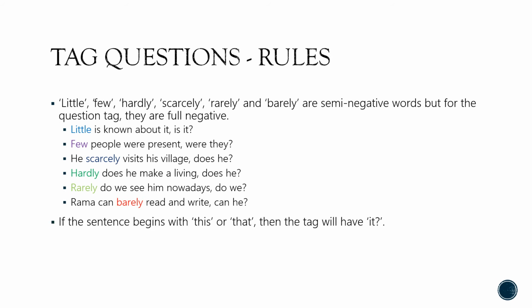Let's move on. If the sentence begins with this or that, then the tag will have it in its tag. This or that, you say, it's it. This is a wonderful opportunity, isn't it? What, this? Definitely. Me getting to teach all of you? Definitely yes. A wonderful opportunity.